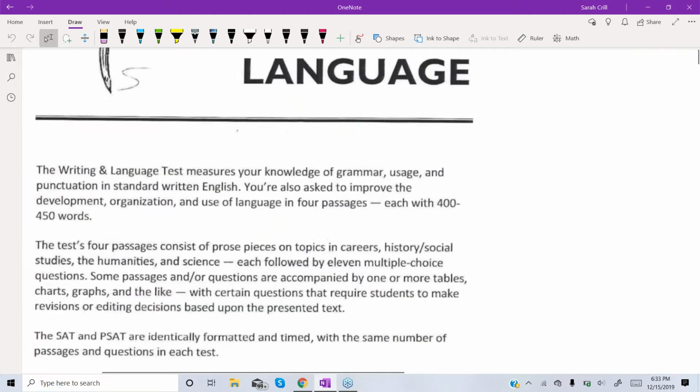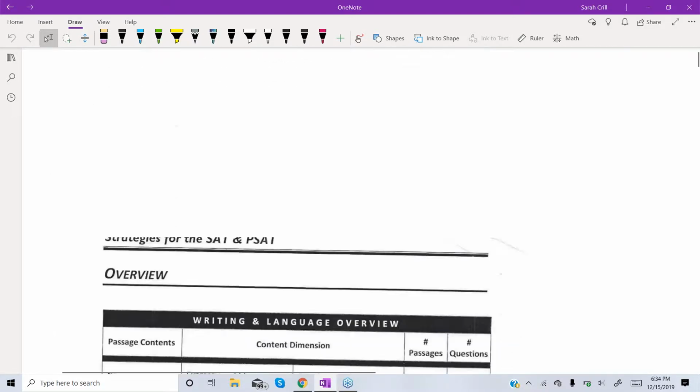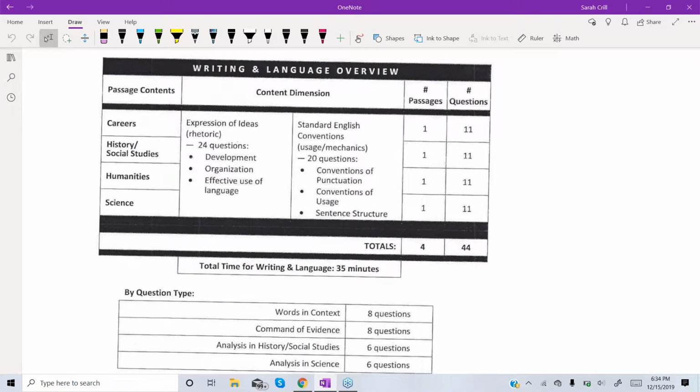Okay. So this test measures your knowledge of grammar and usage and punctuation in standard written English. Let's see. Pages here. All right. So you will have more questions on expression of ideas, which will ask you questions about the development, the organization, and the effective use of language in the passage. And you'll have a little bit less questions, but still about half, of standard English conventions, so where they're actually testing your knowledge of grammar rules.